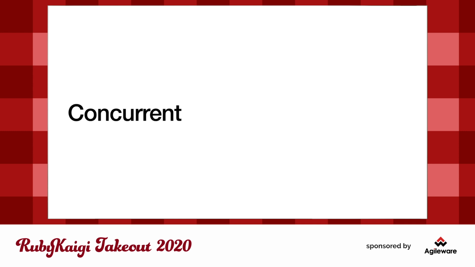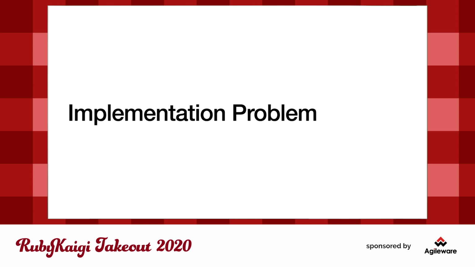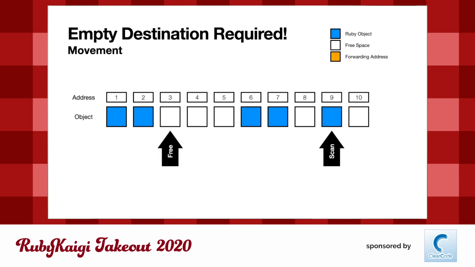Next, let's look at concurrency. Since we have to call GC compact ourselves, we already know that the compactor is not concurrent. But I want to talk about one implementation problem with the current compaction algorithm. I call it the empty slot problem. When objects are moved, the destination slot must be empty. This doesn't sound like a problem, but it means that GC steps must happen in a certain order.